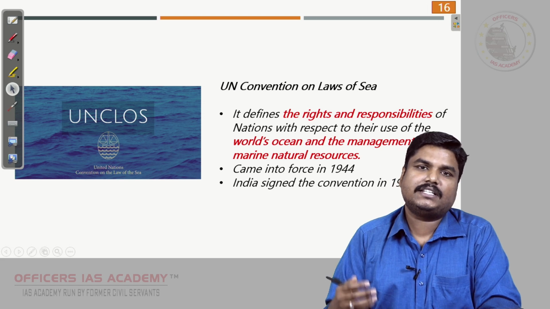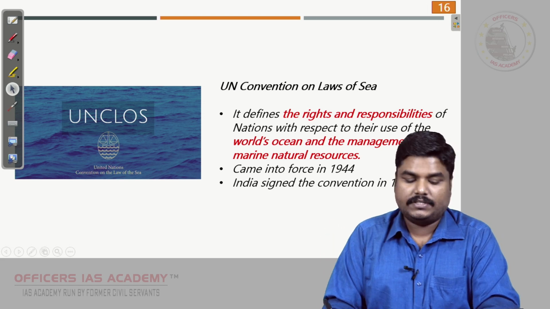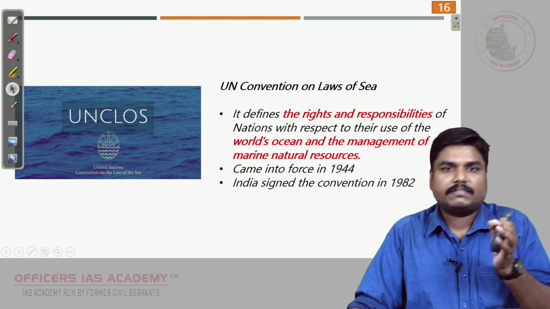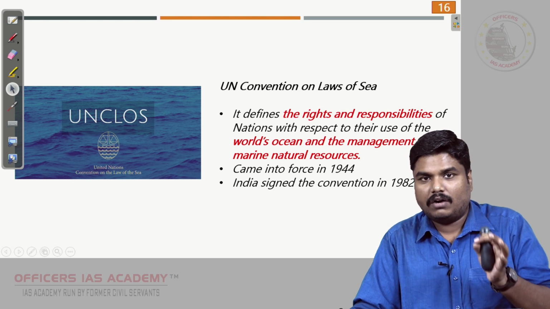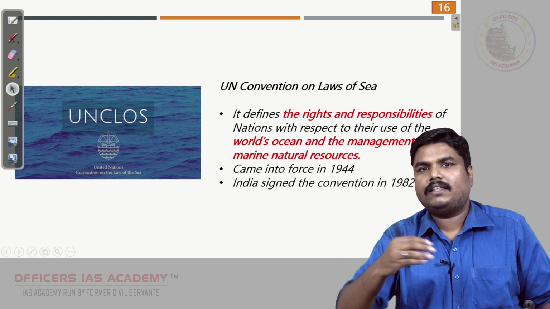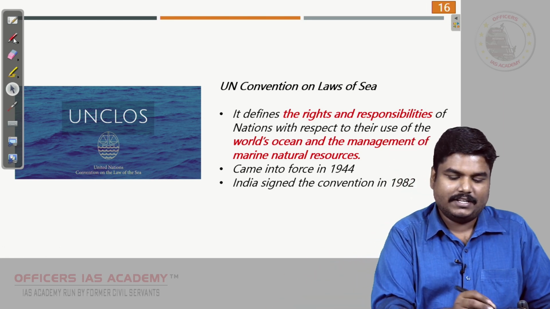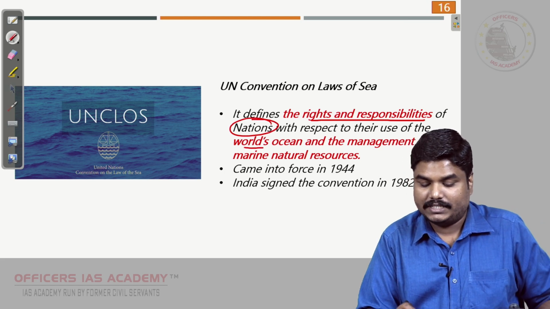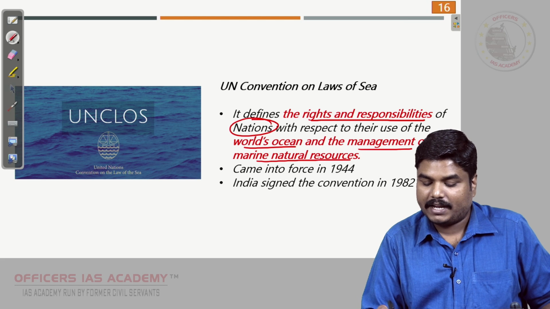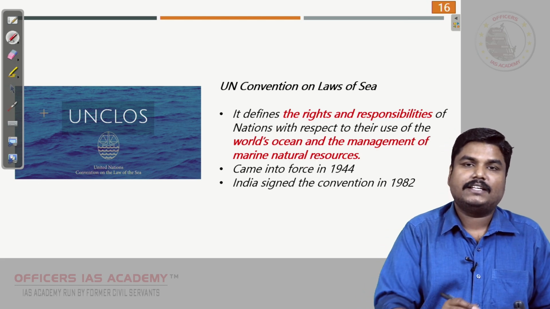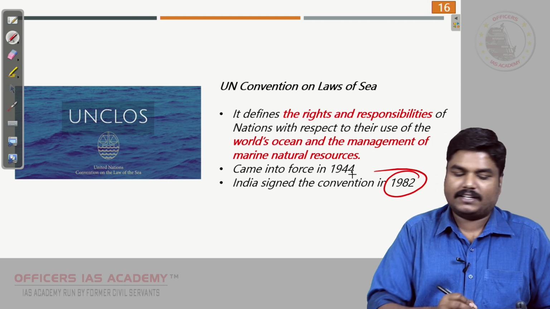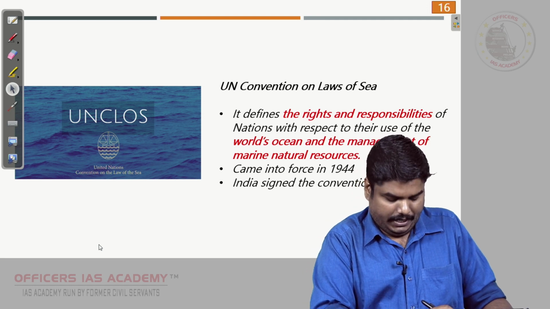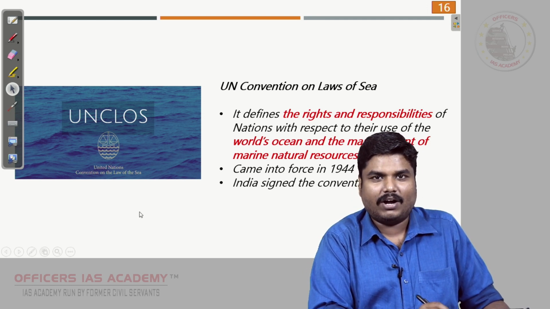So this UN Convention came into force in 1994. This convention defines the rights and responsibilities of nations with respect to their use of the world's oceans and the management of marine natural resources, right? India is a signatory. India signed this convention in 1982. Alright, so now we will try to understand this UNCLOS and what it says.